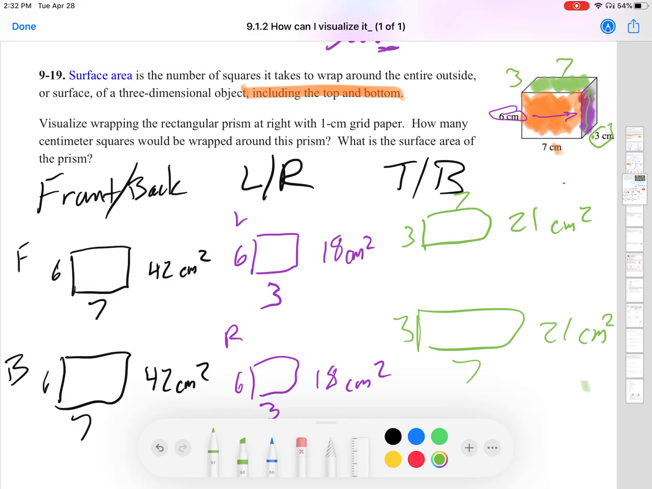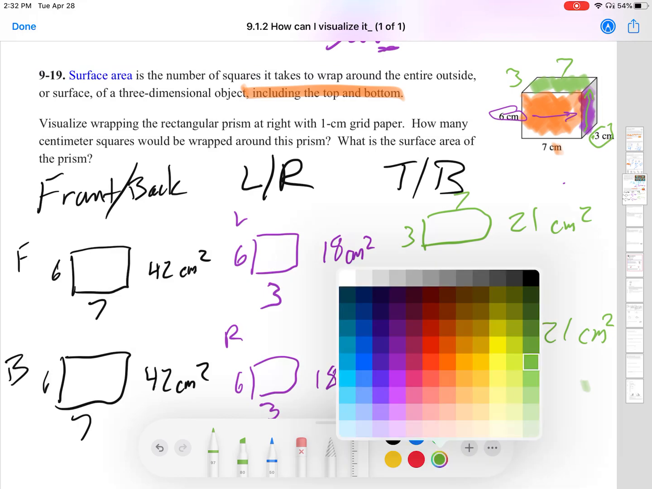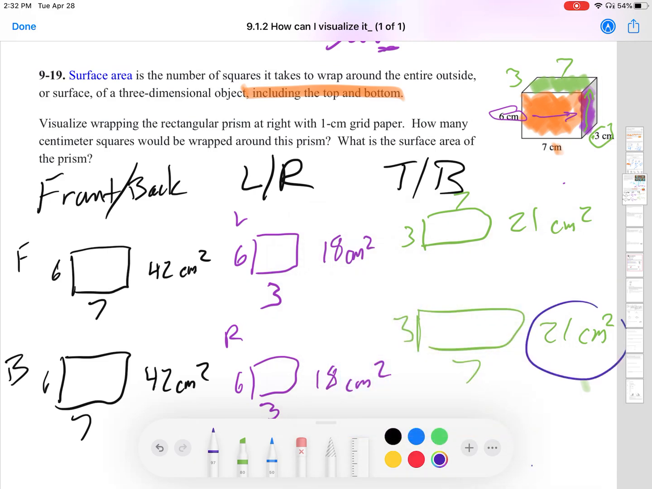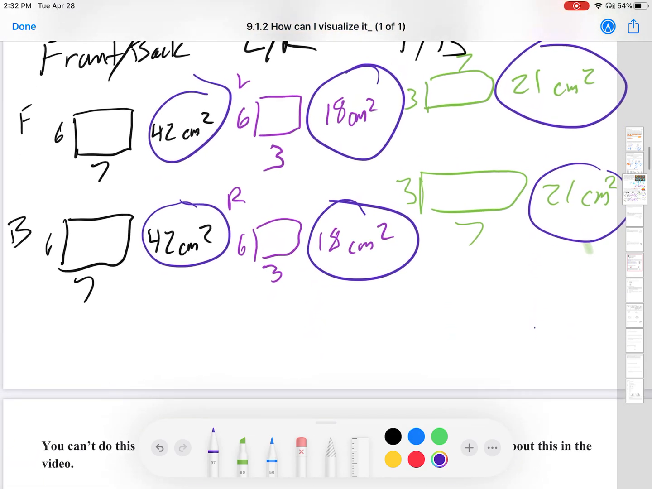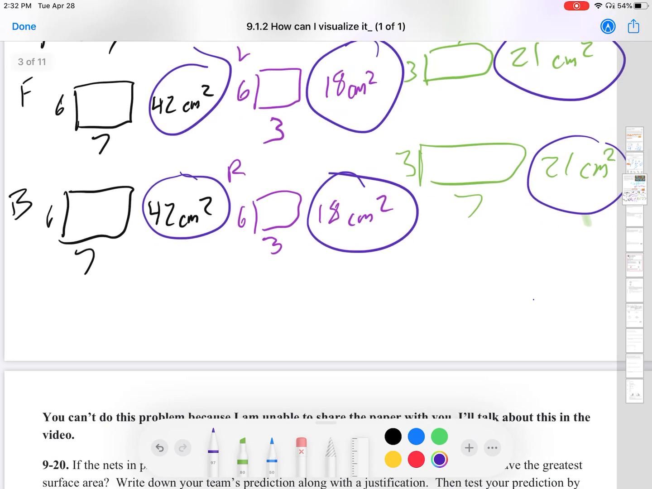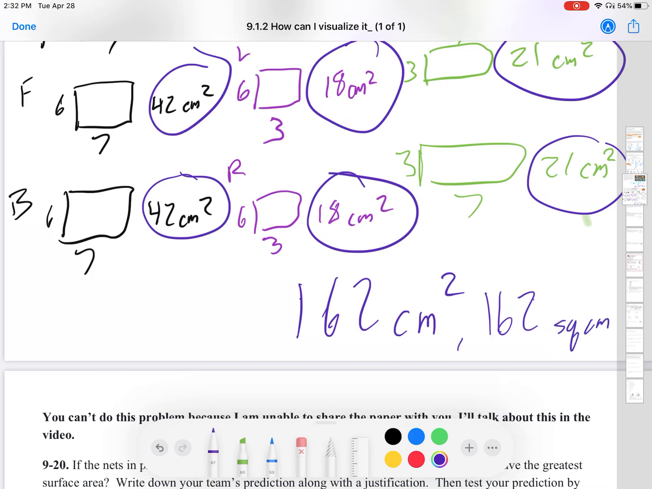So what we have is our 6 faces, and we are going to add all of those up. So 1, 2, 3, 4, 5, 6. When we add all of those up, we are going to get a total of 162 square centimeters. Or we could write it as 162, sorry, square centimeters. Okay. All right. So there we go.